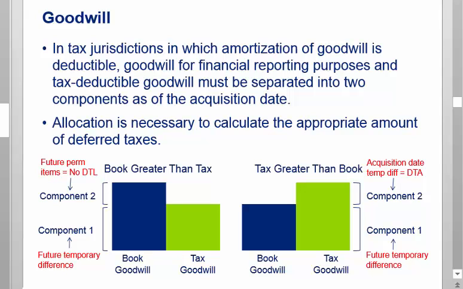So component 1, you treat like book equals tax, and any future book tax difference creates a temp. Component 2, you do nothing. That's all you got to know. Okay? But at least you can use the lingo. Component 1, component 2, everyone knows about that.